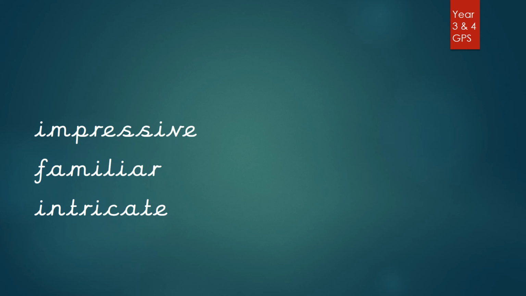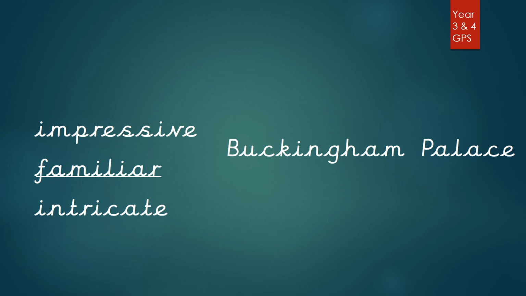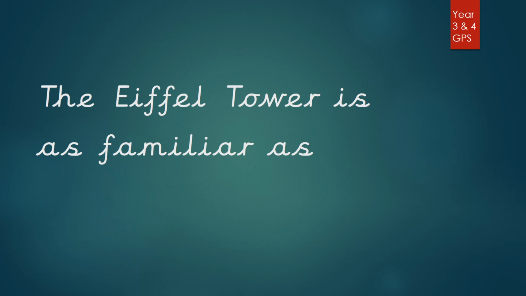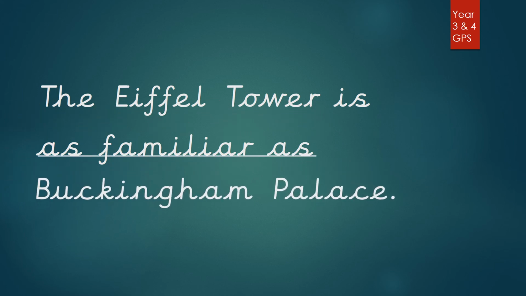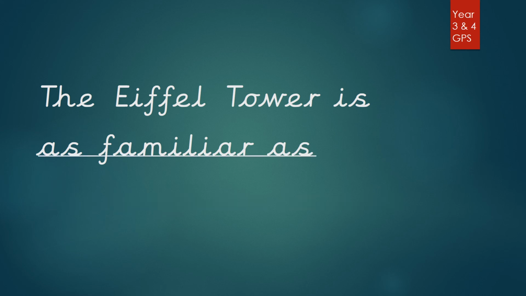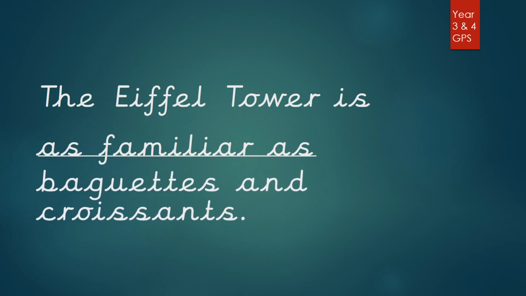If we go back to those adjectives that we thought of at the beginning now, familiar, what other things are familiar? It might be familiar to the person who is describing it. It might be familiar to the people who see it often. So I thought, well, Buckingham Palace would be familiar to me. It's a famous landmark. To people in France, it could be something as simple as baguettes and croissants, food that they eat all the time. Let's have a look at what they look like. The Eiffel Tower is as familiar as Buckingham Palace. Everybody knows what it is. The Eiffel Tower is as familiar as baguettes and croissants. It just means it's there all the time.